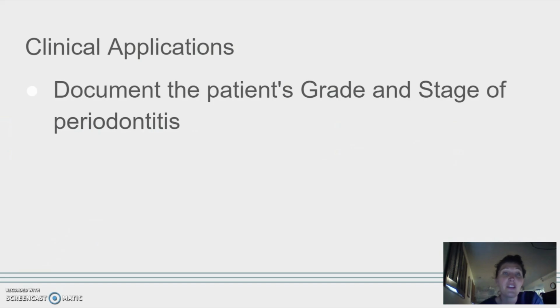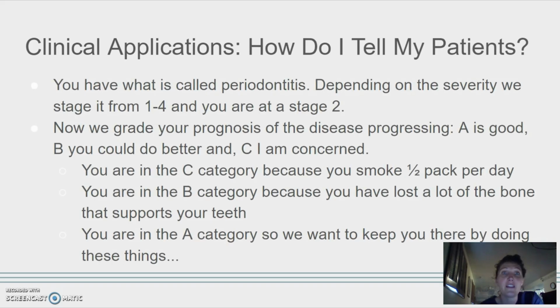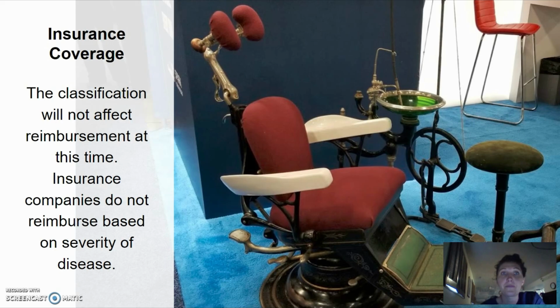Our clinical application is to document their stage and their grade, and tell patients what their stage and grade is. You have periodontitis. We stage it from 1 to 4. You're at stage 2, and you're actually doing pretty good, or you could be doing better. Or C: I'm concerned because you smoke half a pack a day. Let's talk about some cessation. Let's talk about getting a referral to your physician for that. Or let's talk about getting your HbA1c number under control, things like that.